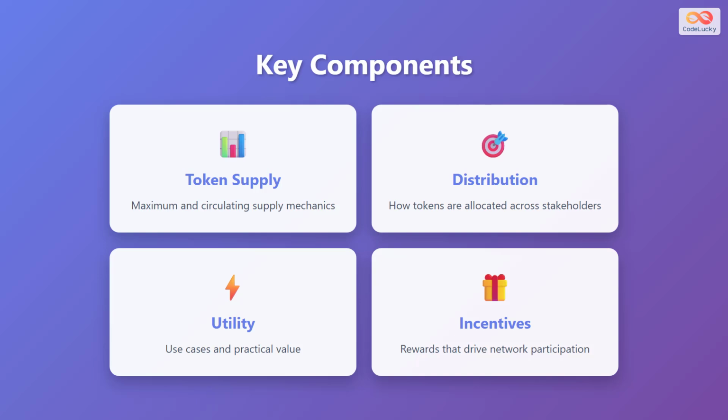Tokenomics consists of four key components. First, token supply refers to the maximum and circulating supply mechanics that control how many tokens exist. Second, distribution determines how tokens are allocated across different stakeholders like investors, developers, and users. Third, utility defines the actual use cases and practical value the token provides. Finally, incentives are the rewards and mechanisms that encourage people to participate in the network.